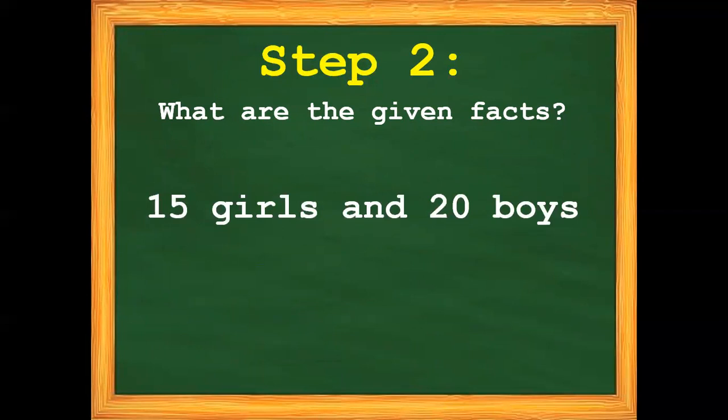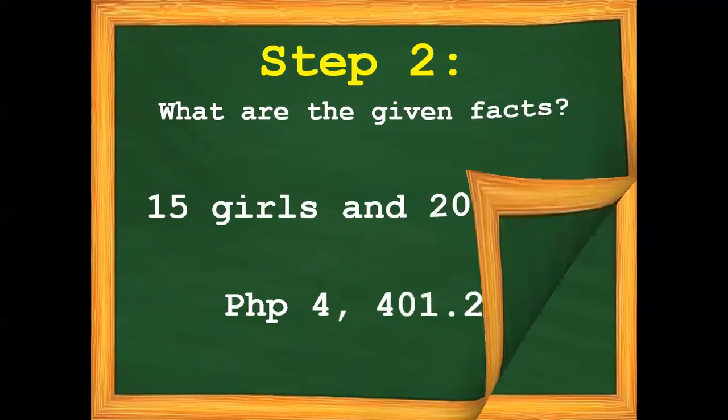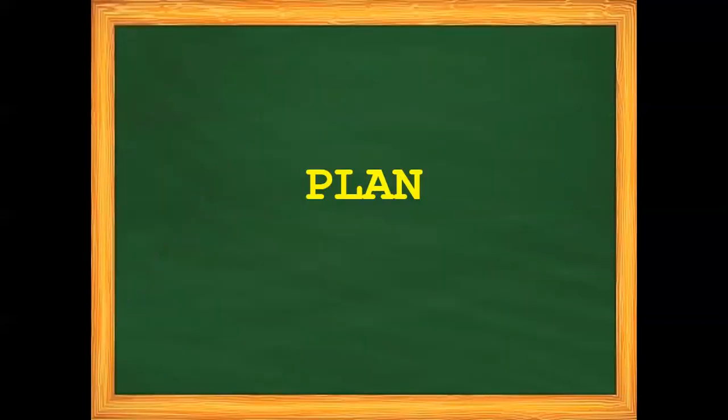Correct. We have 15 girls and 20 boys. Another given fact. Correct. We have 4,401 pesos and 25 centavos. So these are the given facts in our problem number 2. So after we understand the problem, we have now to proceed with planning. We are going to plan how to solve the problem.